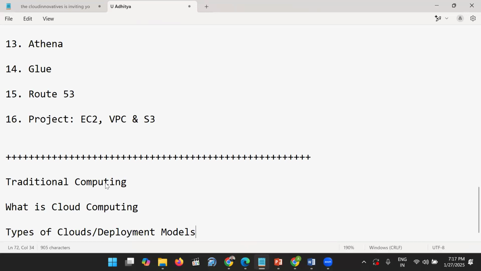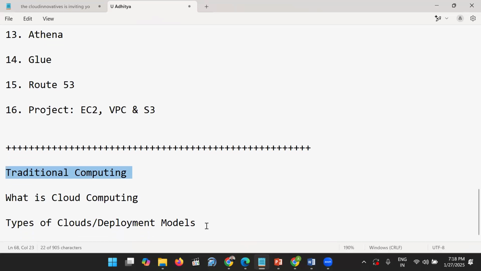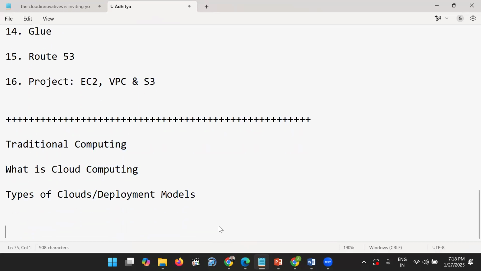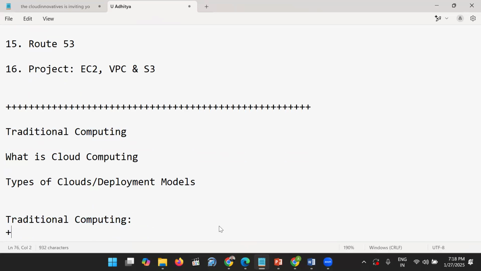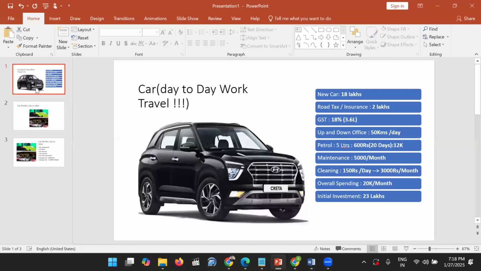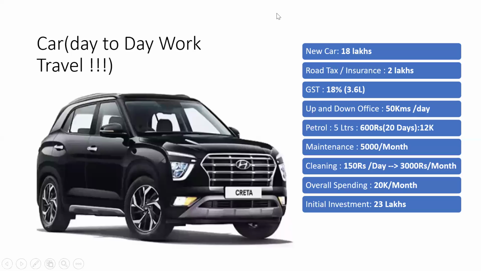The traditional computing model is nothing but the normal system, the on-premise system. I'll tell you an example. Using a car is one example. In a real-time example, if you are using a car for day-to-day travel, you need to purchase it, this company car.